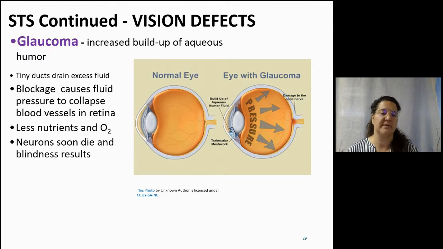Additional vision defects include glaucoma, which is a buildup of aqueous humor, so the humor in the front of the eye, which then causes a blockage, and it causes fluid to build up in the back of the eye, which can cause pressure on the retina. And if you have too much pressure on the retina, it can squeeze those arteries and veins off, which slow the blood flow in the retina, which can cause cell death. Now, if you don't get your glaucoma treated, neurons possibly could die, and you could have blindness as a result.